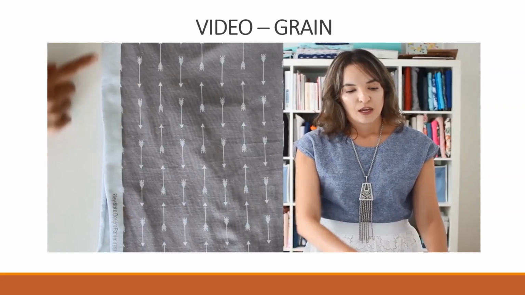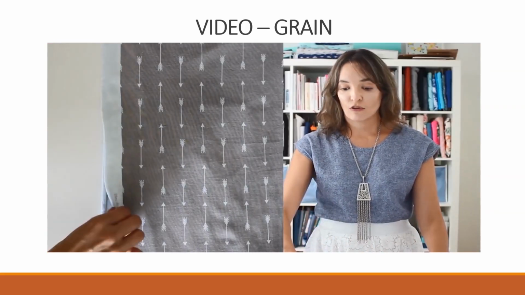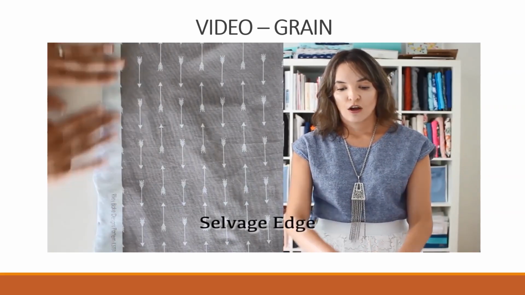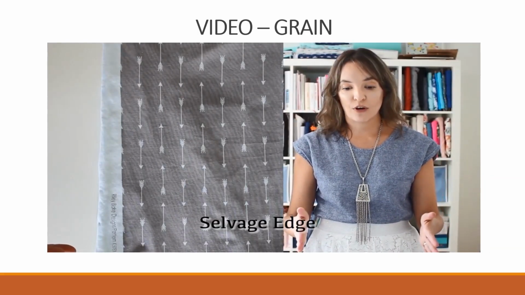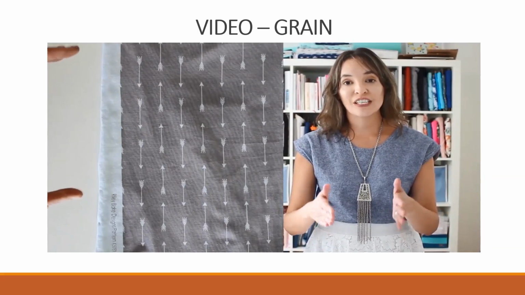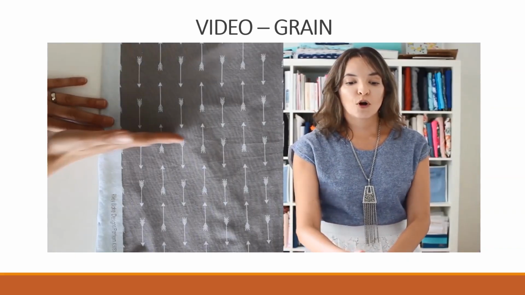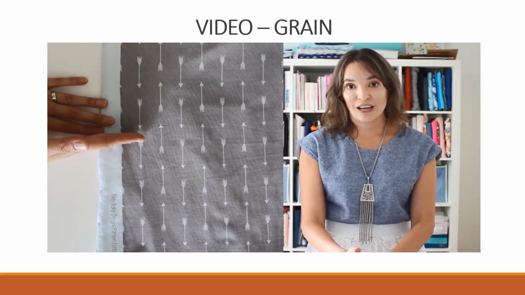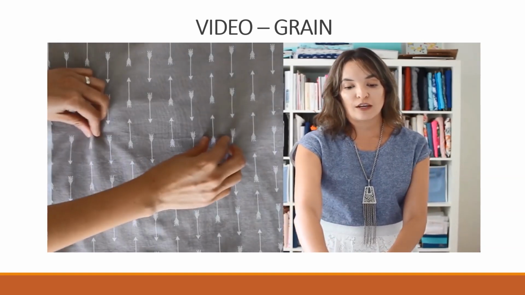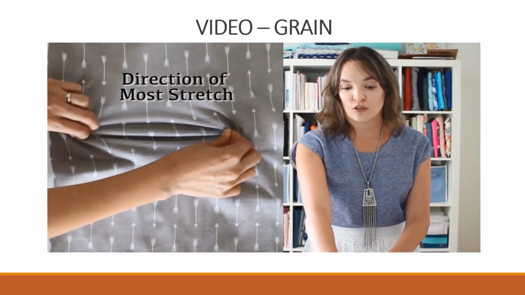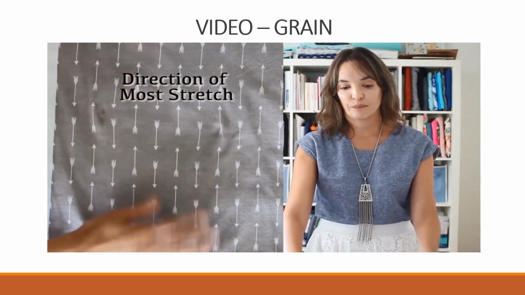But when people ask about the grain line of a knit fabric, generally what they're referring to is how would you determine the same thing as the cross grain and the straight grain when you're looking at a knit fabric. Knit fabrics also generally have a selvage edge along the lengthwise edges of the fabric. And the fabric generally stretches the most perpendicular to the selvage. In other words, what would be the cross grain if this was a woven fabric tends to be the direction of most stretch when you're dealing with a knit.